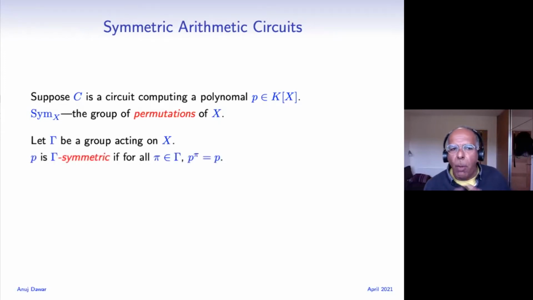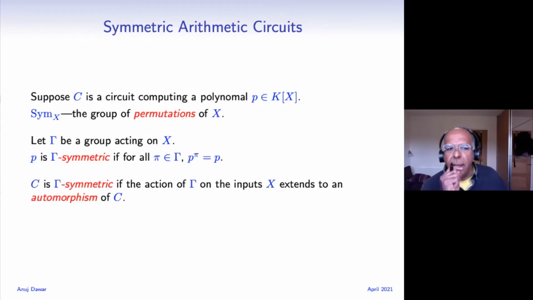We say that the polynomial is gamma symmetric if whenever you apply any permutation in gamma to the variables of p, right? So gamma is acting on the variables in x, that induces an action on polynomials. And we say the polynomial is gamma symmetric if applying this permutation in gamma to p, we get back the same polynomial.